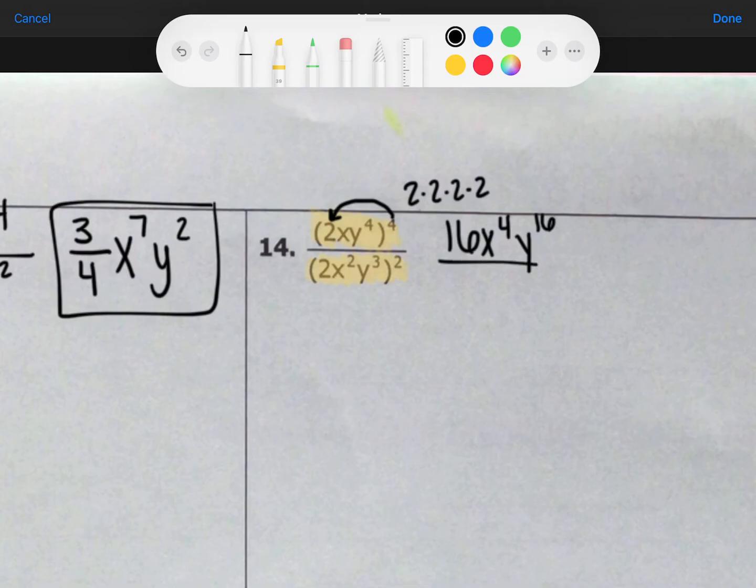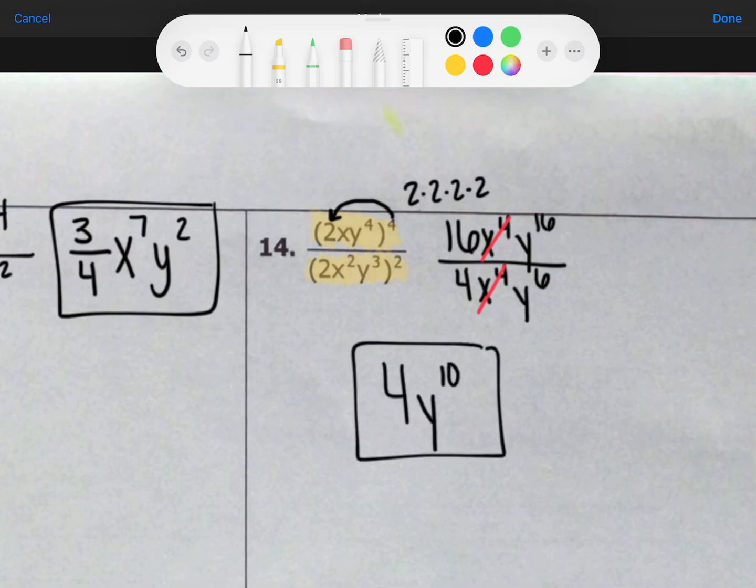All right, on the bottom, 2 squared is 4. X becomes to the 4th and y is the 6th. Multiply those exponents. You good so far? All right, let's divide. What's 16 divided by 4? 4. Some of you guys are like, yes, that's what I got so far. What happens to the x's? They cancel. And some of you guys are like, yes, I'm almost there. And then I subtract and I got a 10. Who got it right? Good job.